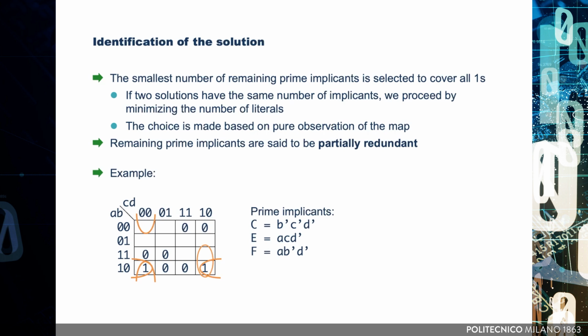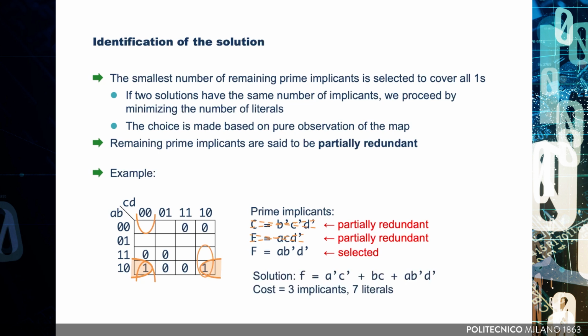Let's continue with the previous example. We have removed from the map the ones covered by the implicants already chosen. So the map now only contains the ones that still need to be covered. Among the three remaining prime implicants, F can be chosen as it covers the two remaining ones, and therefore C and E, which are partially redundant, are discarded. To conclude the example, we show the expression of the solution, which is the sum of the product terms corresponding to the selected prime implicants, and the obtained cost.